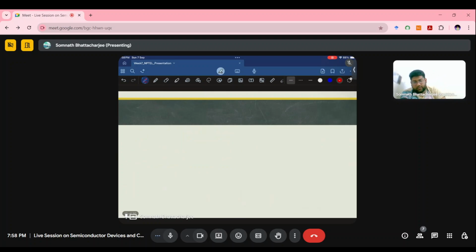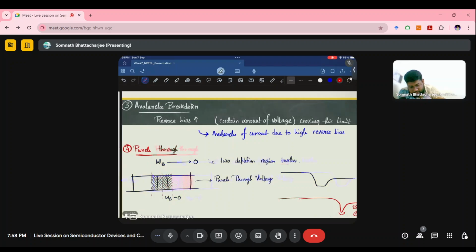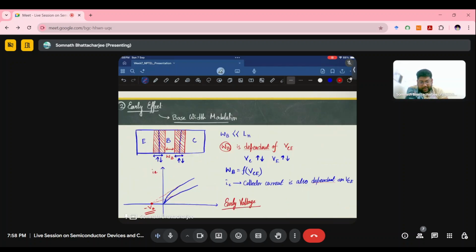Yes, can you once again explain about the early effect? Oh, yes, sure. So let me use this. Yeah. So this is a basic structure, right? That is the emitter, base, and collector, right? So the basic assumption was that the base width should be much lesser than this, Ln. So it should be much lesser than Ln.